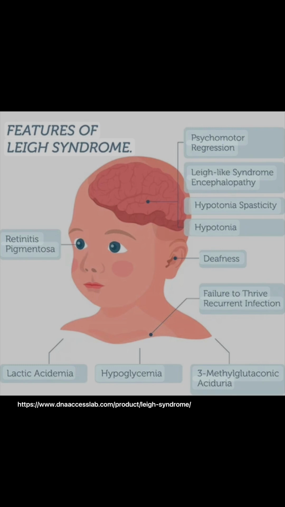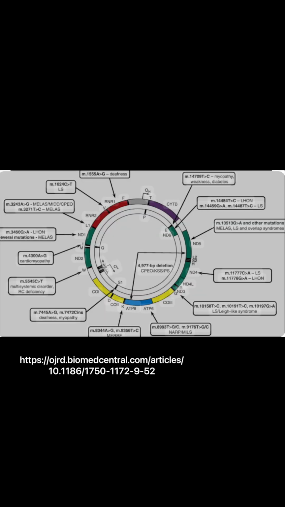Leigh syndrome can be caused by mutations in more than 35 different genes of both nuclear and mitochondrial origin, involving all 5 respiratory chain complexes. A mutation in DNA can lead to a malfunctioning protein contributing to conditions like Leigh syndrome. DNA sequence change: mutations in nuclear or mitochondrial DNA alter genetic instructions, either inherited or spontaneous.